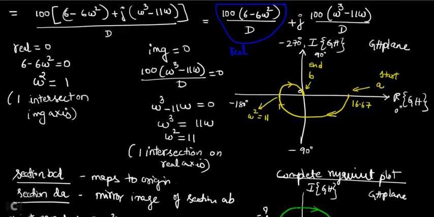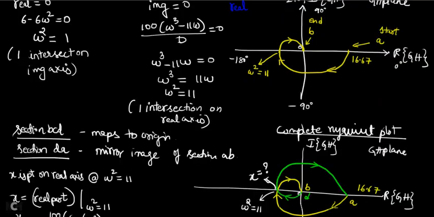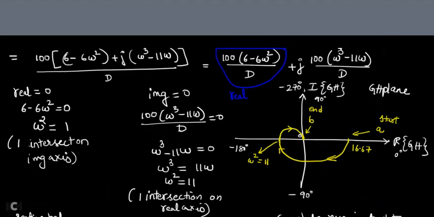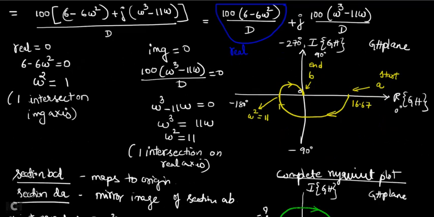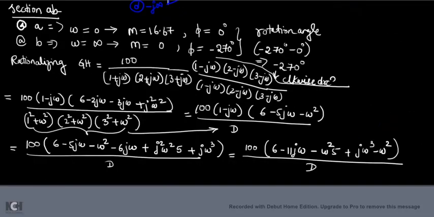What is that real part? I forgot. 100 into 6 minus 6 omega square, whole divided by D, capital D. What is capital D? You know, it is there in the previous step. Capital D is 1 plus omega square into 2 square plus omega square into 3 square plus omega square. That you should substitute for capital D.